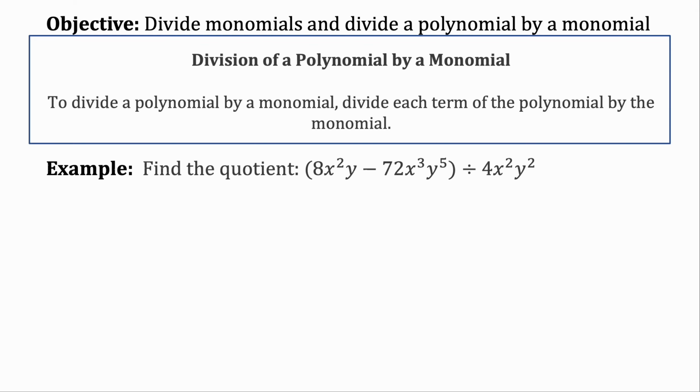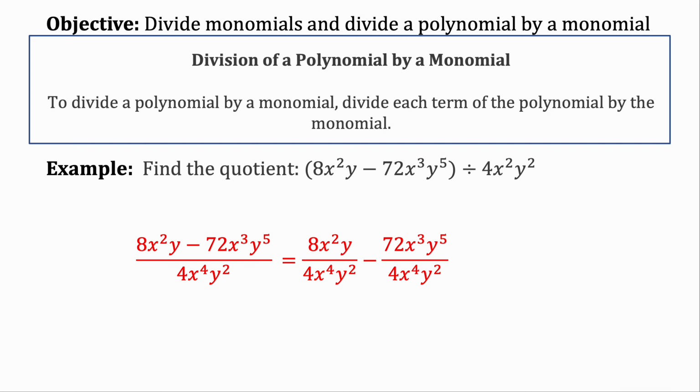Now, the same thing's going to be true in this case, but we have more than one variable, so I wanted to do one like that for you. So again, write it as a fraction. Separate it into pieces. So you'll notice this 4x to the 4th y squared divided into both pieces. And then let's simplify each piece. Now let's compare what we've got here. 8 divided by 4 reduces down to 2.